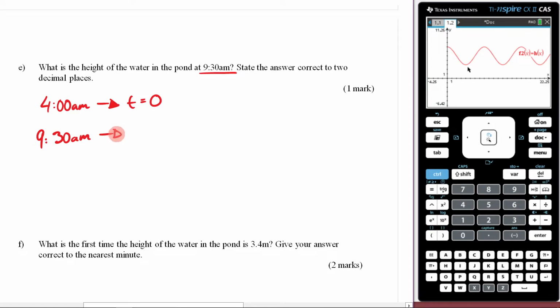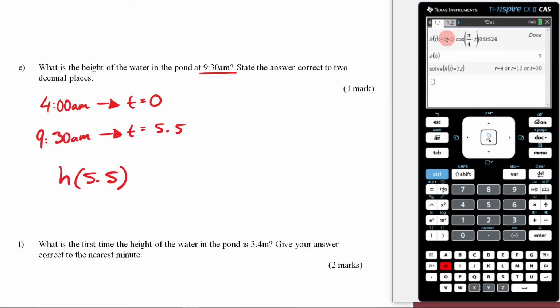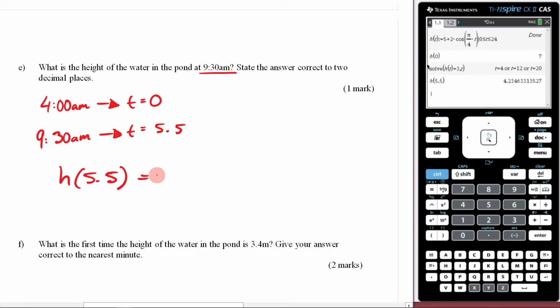Well, what's 9:30 going to be? Hopefully you can see it's 5 hours forward, so it's going to be t is equal to 5, but then you have to account for that extra 30 minutes. Do you see how that 30 minutes is just 0.5 of an hour? So it's just going to be 5.5. So what I want to do is find out what h of 5.5 is. So I'll come here, and I'll go h of 5.5. And that's going to give me that answer there. It wants it to 2 decimal places, so I'm going to go 4.23, and that's meters.